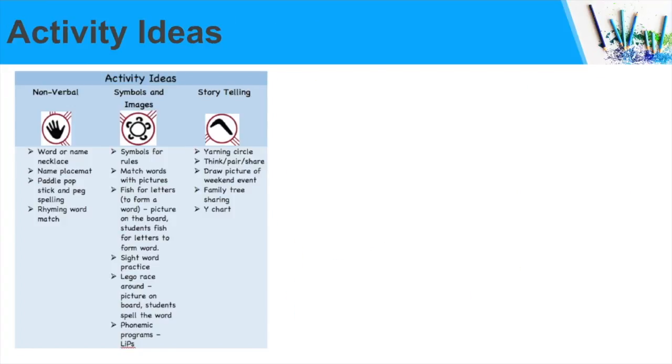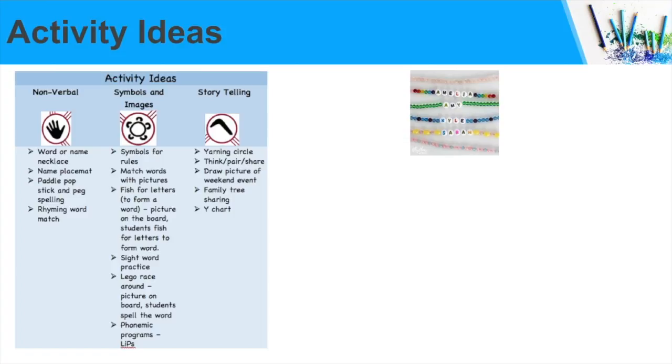Some activity ideas relating to 3 of the 8 pedagogies of the 8 Ways framework include nonverbal. Children can make a word or name necklace relating to various spelling words or learning to spell their own name. They can create a name placemat. They can use paddle pop sticks and pegs to spell words. They can use rhyming word match activities.